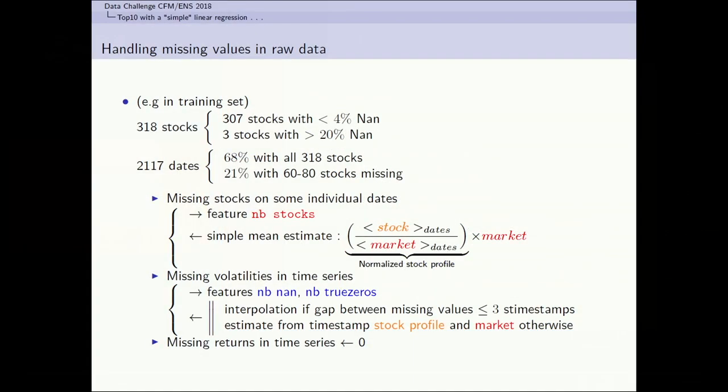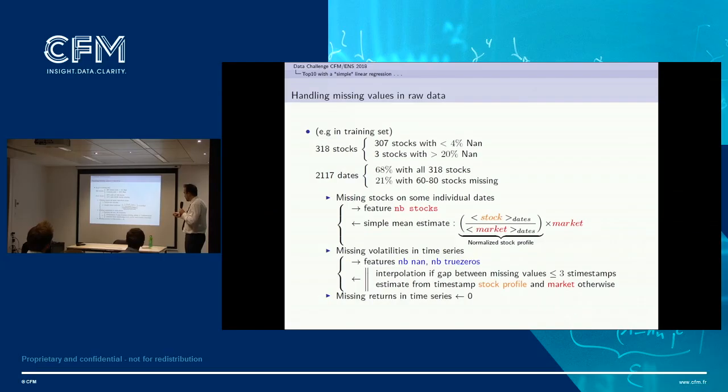So, this is just about handling the missing values in the raw data. I recorded the number of missing stocks on individual dates in a feature, and the number of missing volatilities in the time series in features as well. And I just replaced missing returns by zeros.